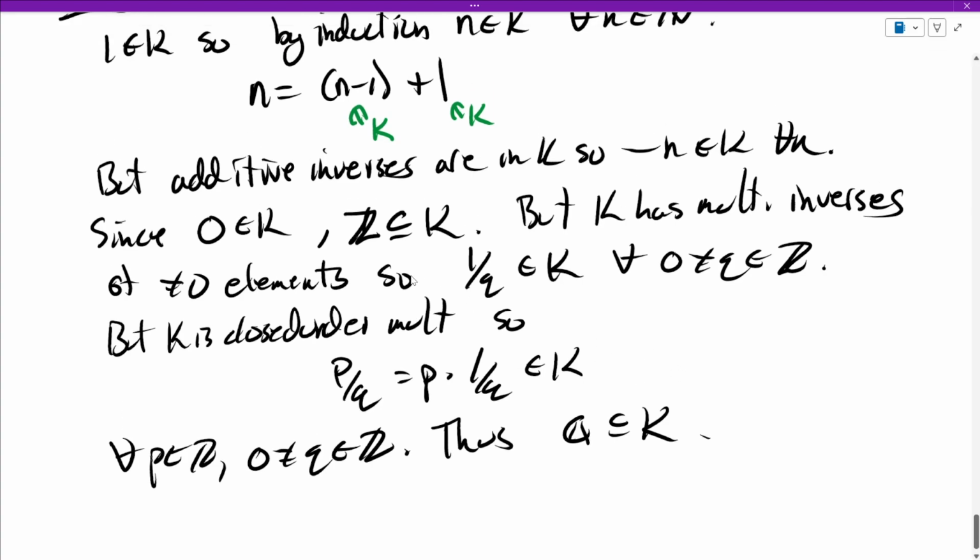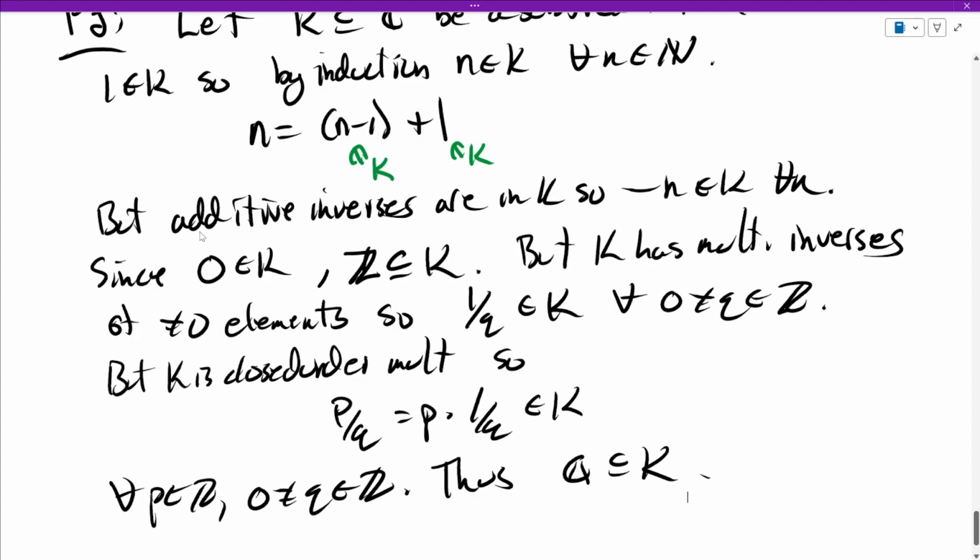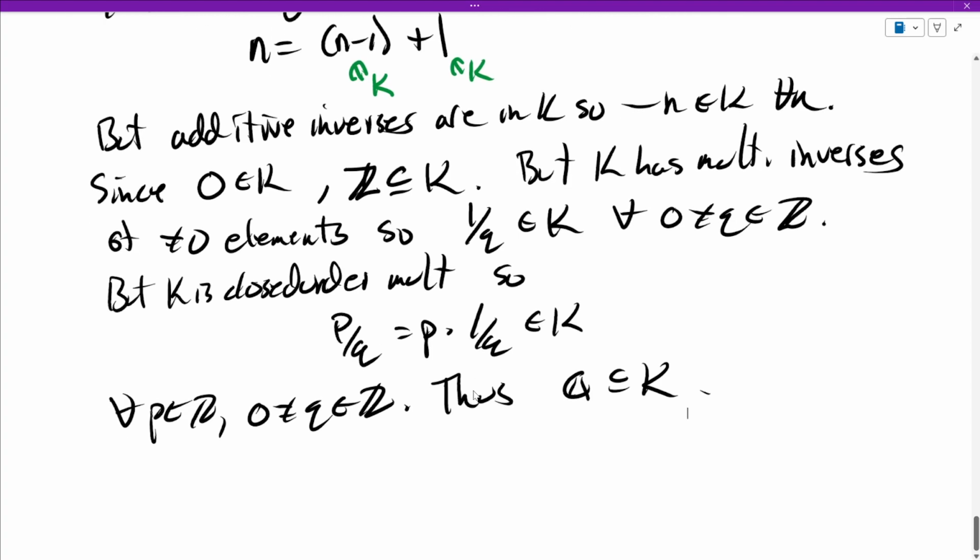Okay, so having 1 gives you all natural numbers. Having additive inverses gives you all integers. Having multiplicative inverses and being closed under multiplication gives you all the remaining rational numbers. That's it. So we say here that Q is the prime subfield of C, meaning all subfields of C contain Q always. Q is the absolute smallest you can go. You can go no smaller.